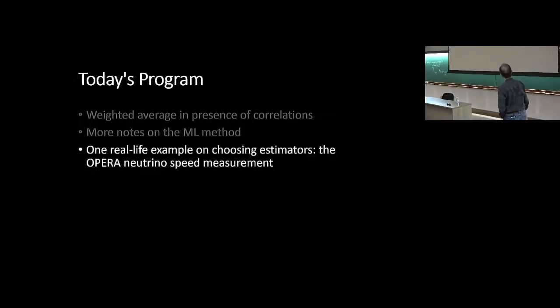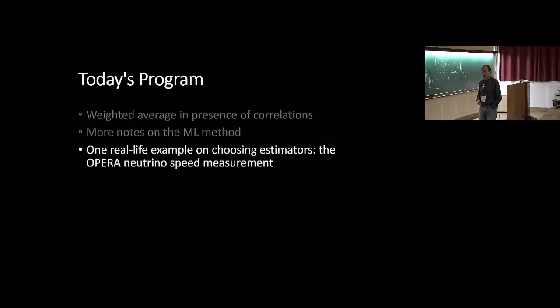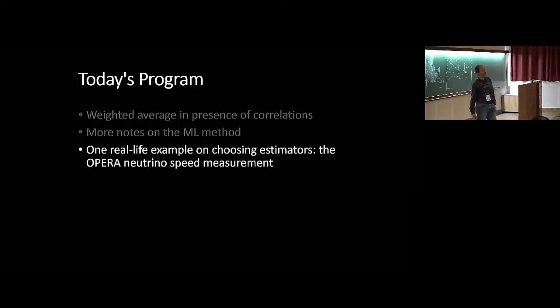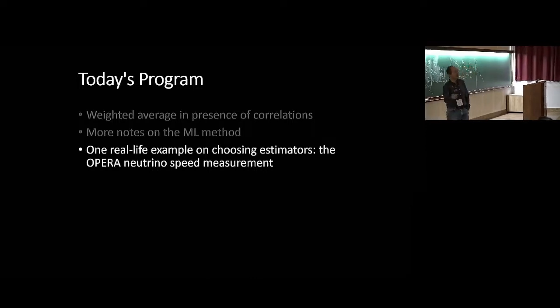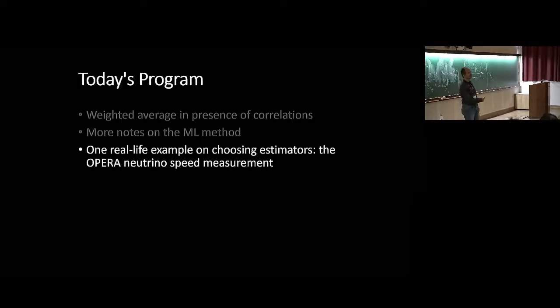And then we will look at a real life example of choosing estimators by looking at a claim that was made in 2011 by the Opera collaboration that was looking for neutrinos shot through underground rock for 730 kilometers from the CERN CNGS beam. They observed the appearance of their neutrinos to look for tau neutrinos appearance there. And they were able also to look at the time that the neutrinos took in traveling those 730 kilometers in rock. And they found that they were faster than light in vacuum, which raised a lot of eyebrows.